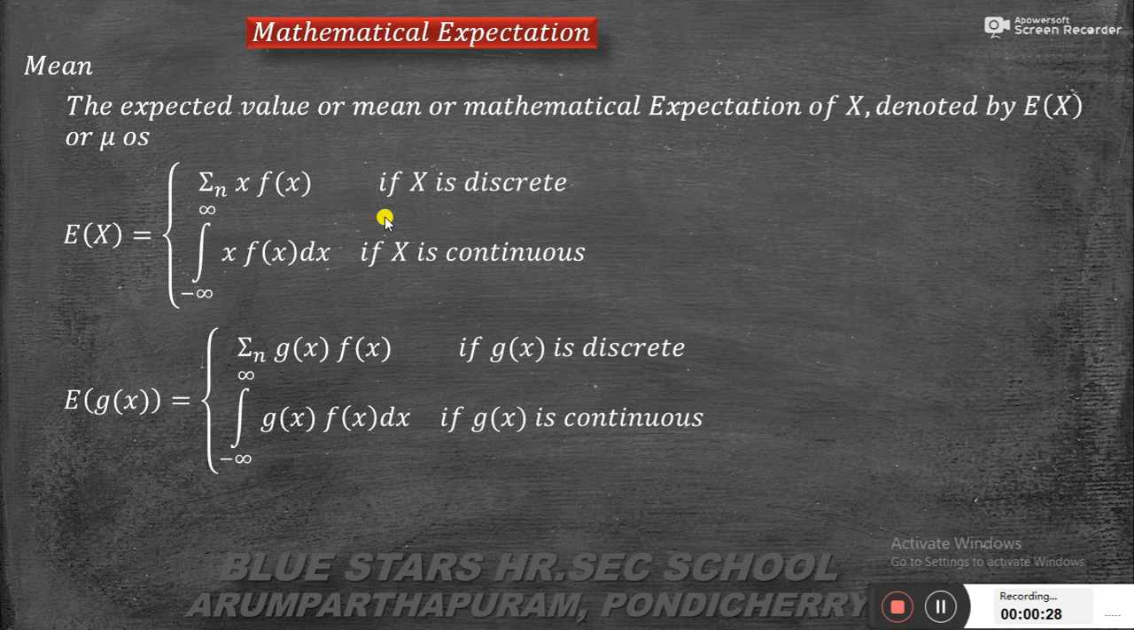If X is discrete, E of X equals summation x f of x. Suppose X is continuous, then E of X equals the integral from minus infinity to plus infinity of x f of x dx. This is the formula for continuous. Here E of g of X means summation g of x f of x if X is discrete, and the integral from minus infinity to plus infinity of g of x f of x dx if g of X is continuous.